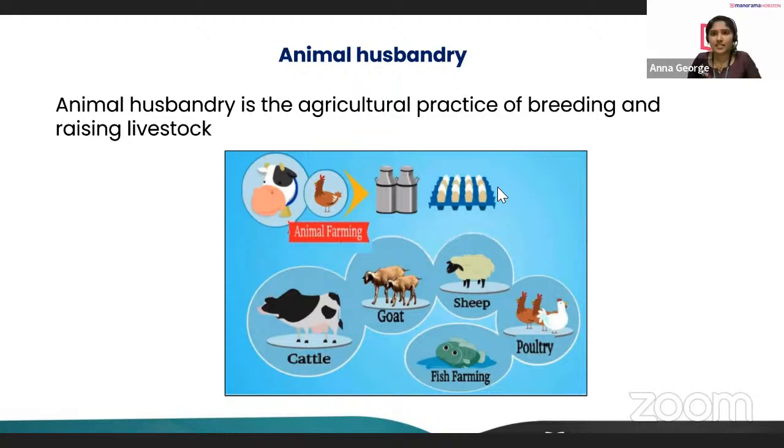So what are the products? Can you mention some of the products that can be obtained from animal husbandry? Milk. Yeah, very good. Egg. Mutton. Do you like mutton? Chicken, wool, beef. Yeah, milk, egg, everything. Yes, what we eat, it's correct. So this is animal husbandry. It is the agricultural practice of breeding and raising livestock.